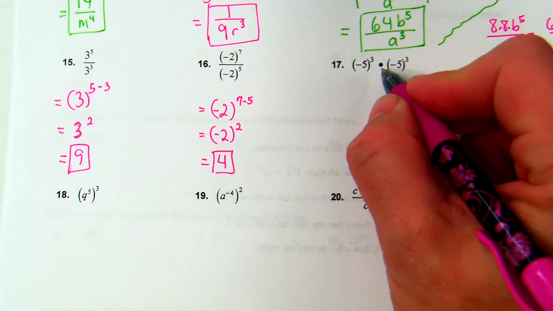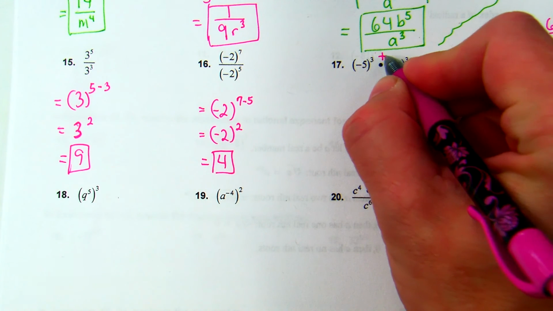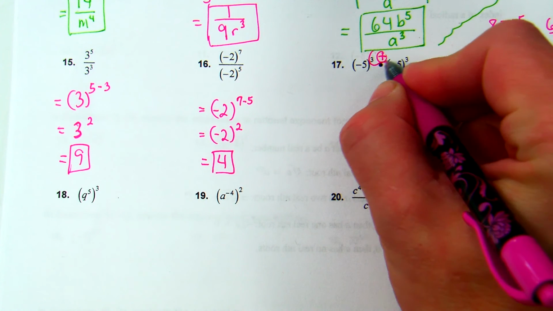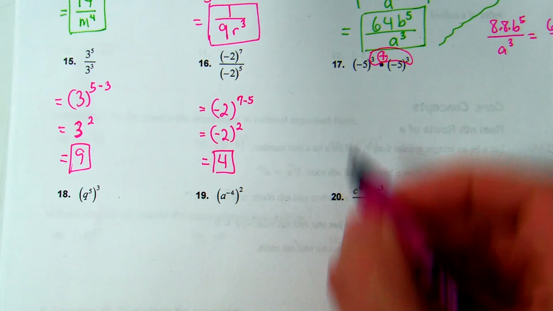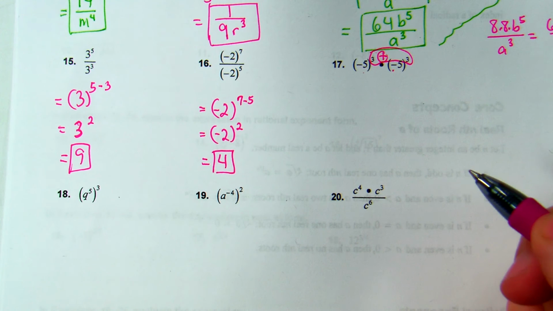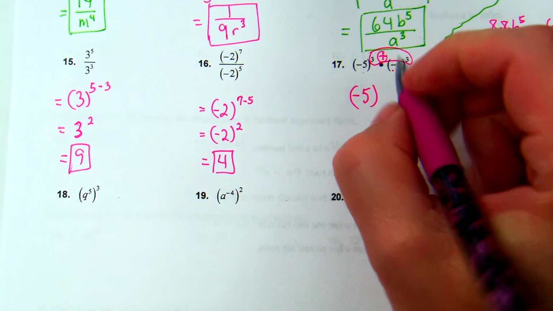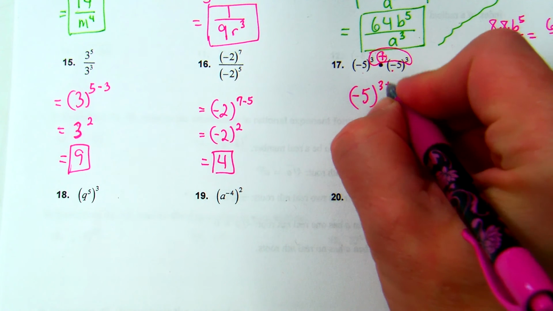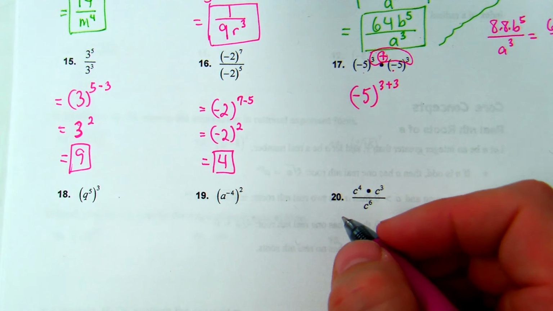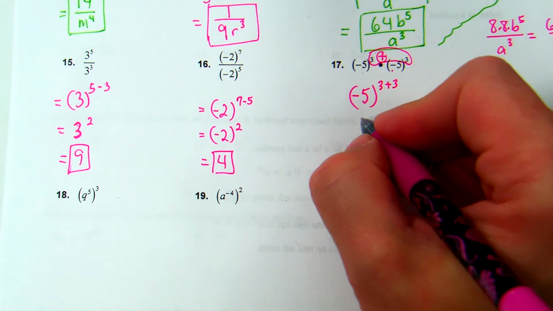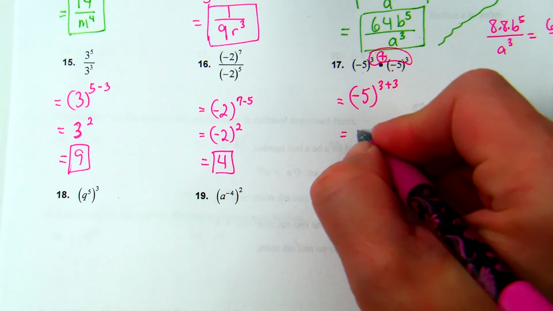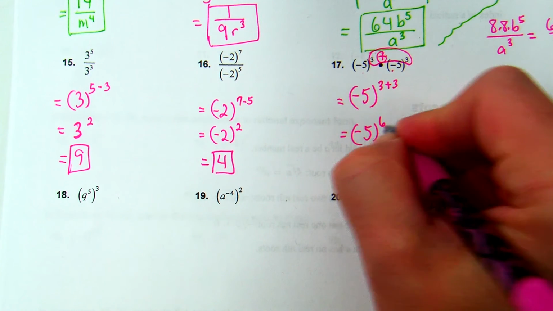Okay, this is the product, and so all we have to remember is that we can add our exponents because we have the same base. So we can add our exponents. We can say negative 5 is going to be raised to the power of 3 plus 3. And the power of 3 plus 3 is the power of 6. So we have negative 5 raised to the power of 6.